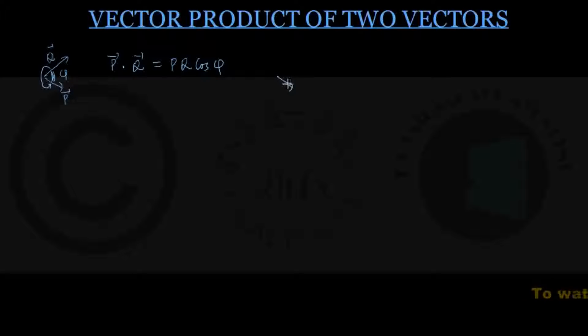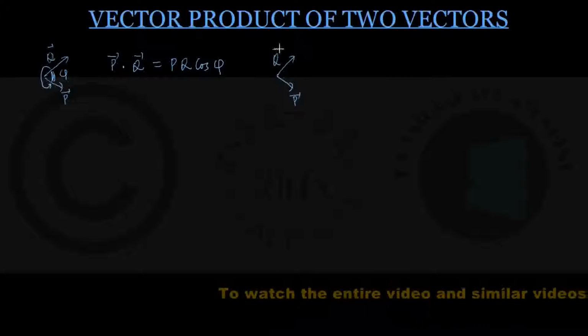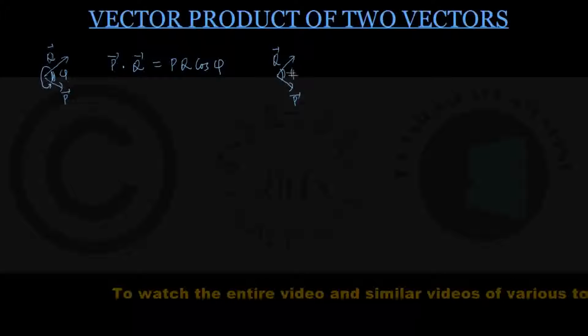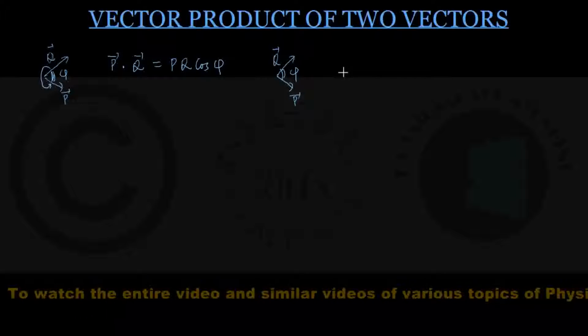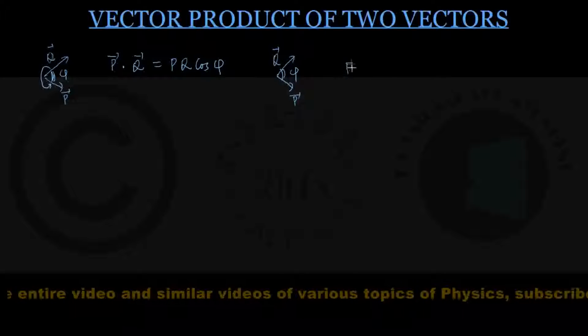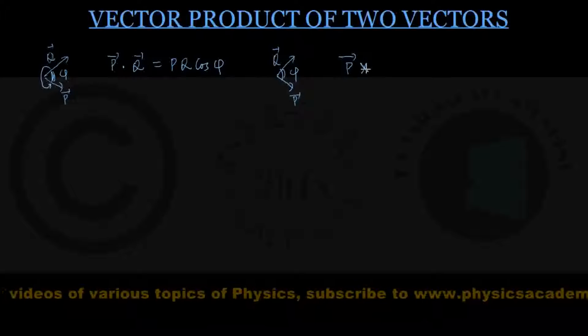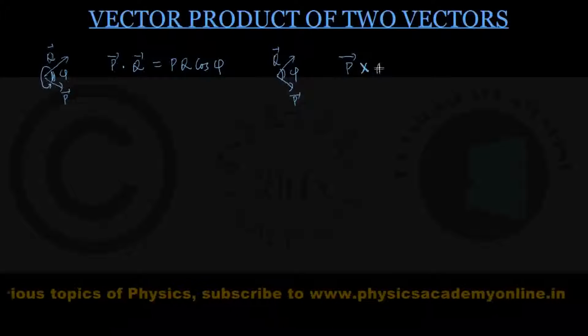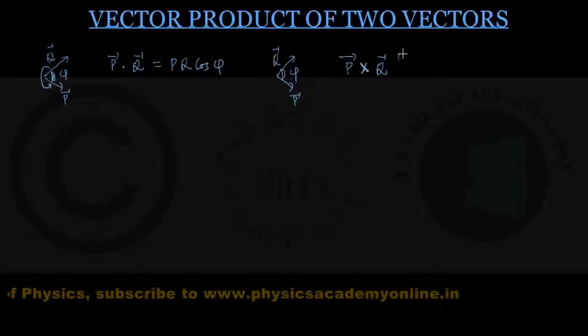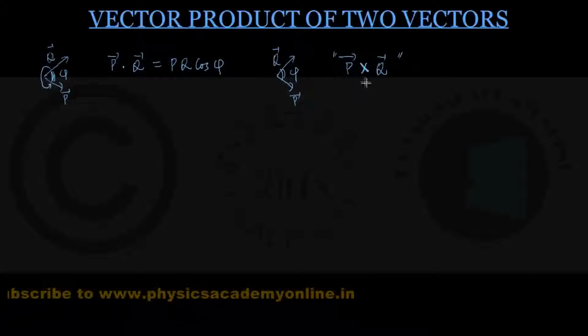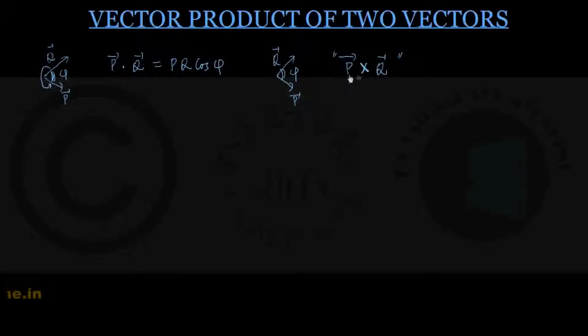I'll give a formal definition in a short time, but let's see what we can interpret from the name itself. There are two vectors P and Q, and suppose there is an angle between them, phi. But this time when I say vector product, we write the notation something like this: P vector cross Q. We don't give a dot symbol, we give a cross symbol. I read this as P cross Q. I read the earlier one as P dot Q, the scalar product, but this I read as P cross Q.